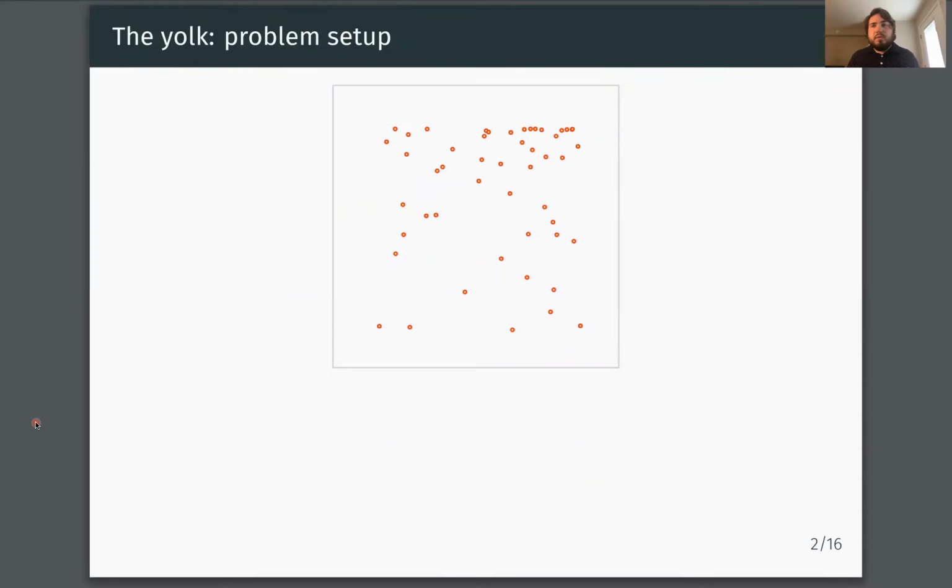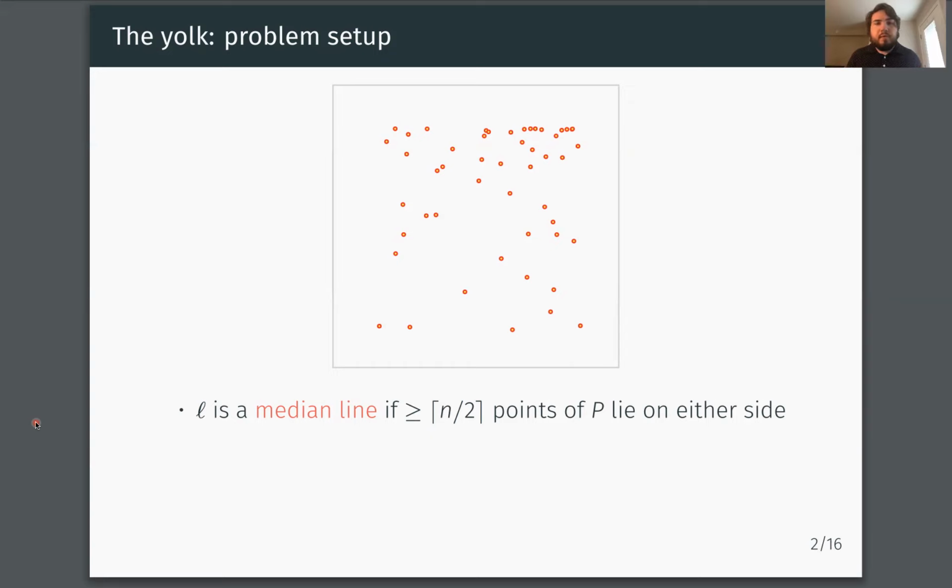So the problem is going to be the yolk, and the setup is as follows. I have a set of points in some low dimensional space. Let's just think about points in the plane. And I'm going to define L as a median line if it roughly splits the points in half. So formally speaking, L is a median line if at least n over 2 points lie on each side of the closed half space of L. So here I've just drawn an example of such a median line.